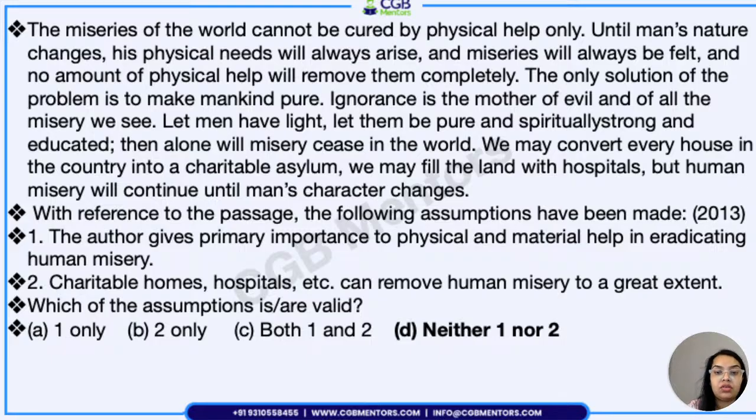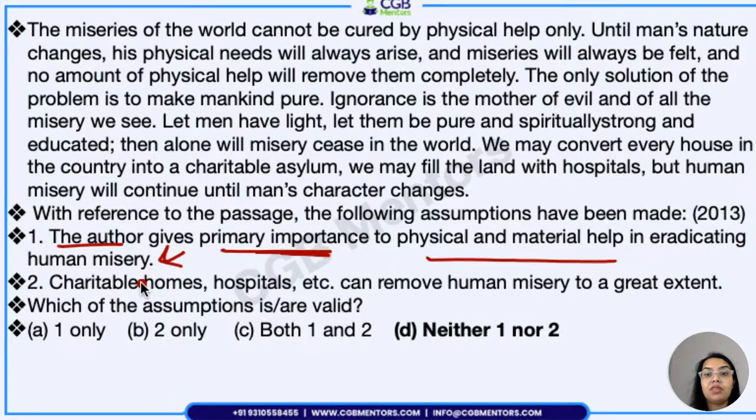So which of the assumptions is or are valid? The author gives primary importance to physical and material help in eradicating human misery. So the author gives the most importance to physical and material health in eradicating human misery. This is a 2013 question, by the way. Charitable homes and hospitals can remove human misery to a great extent.